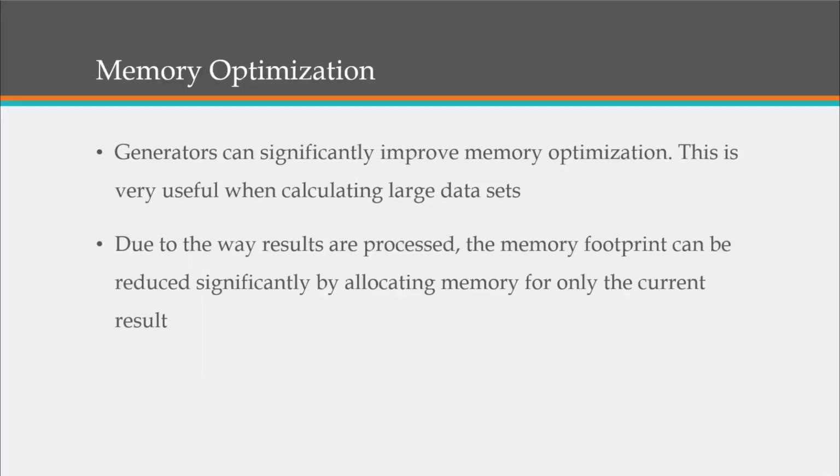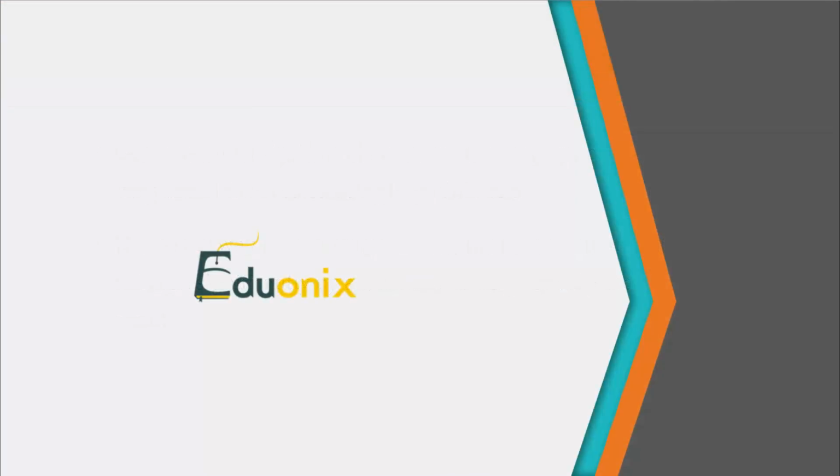Generators can significantly improve memory optimization, and this is very useful when calculating large data sets. The way the results are processed, the memory footprint can be significantly reduced by only allocating the memory for the current result instead of all of them. So it can significantly increase memory optimization. All right, so let's jump into our text editor and take a look at generators.